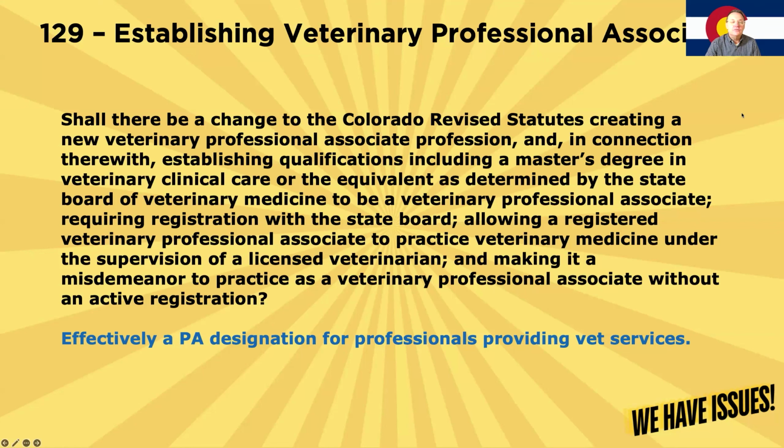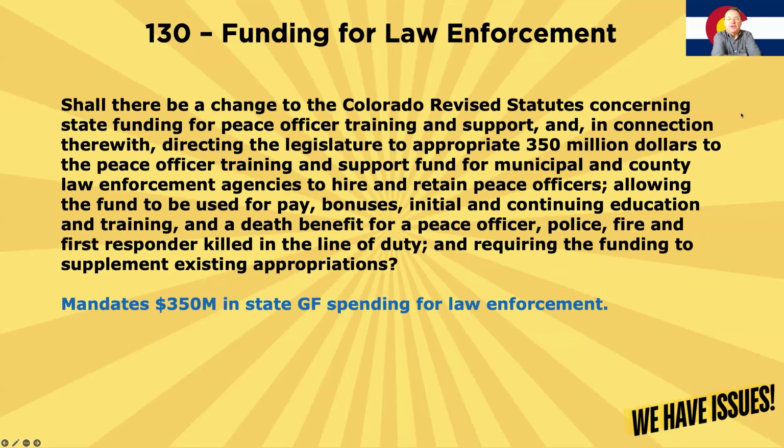Okay, here is 130, funding for law enforcement. Mandates $350 million in state general fund spending for law enforcement. Is that kind of sum it up? Yeah. Well, and I would only add that that 350 million goes to local governments. Okay. And how is it distributed? Does it say? Mm-mm. Probably through a granting process or something. Mm-hmm.